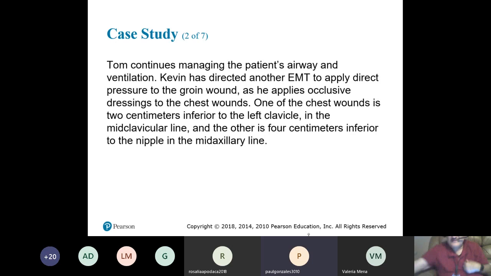Let's see. I had to change screen so I could see what I'm doing. One of the chest wounds is 2 centimeters inferior to the left clavicle in the midclavicular line. 2 centimeters is about an inch down. Here's my clavicle right here. My clavicle is my collarbone. So here's my clavicle. Here's the midclavicular line. It lines up with my nipple line. It's right in here. So the one's about right here.